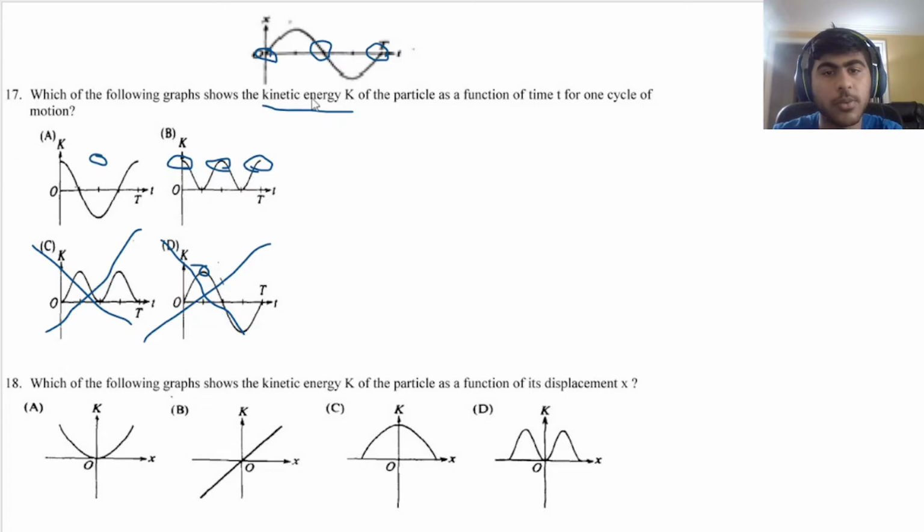And then, of course, if we wanted to check it, we could see that at the maximum displacement, there's no kinetic energy. As you can see, there's no kinetic energy here. Here, that fulfills all the conditions, and our answer is B. Let's move on.